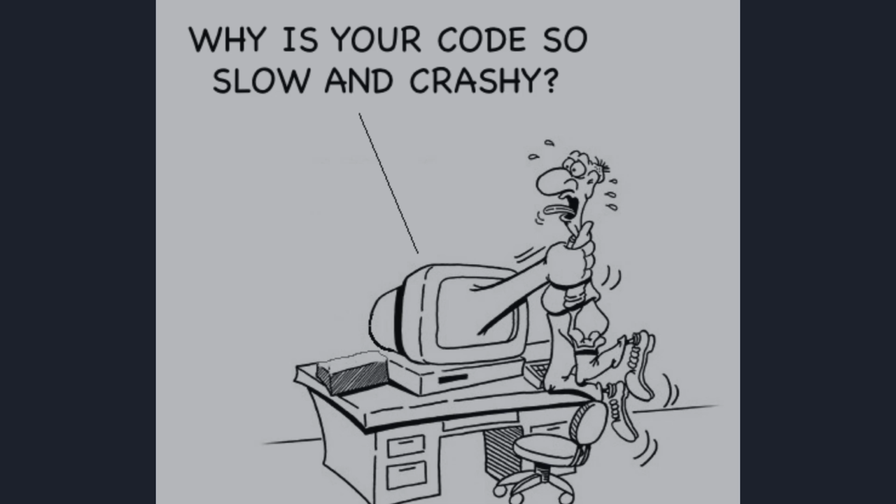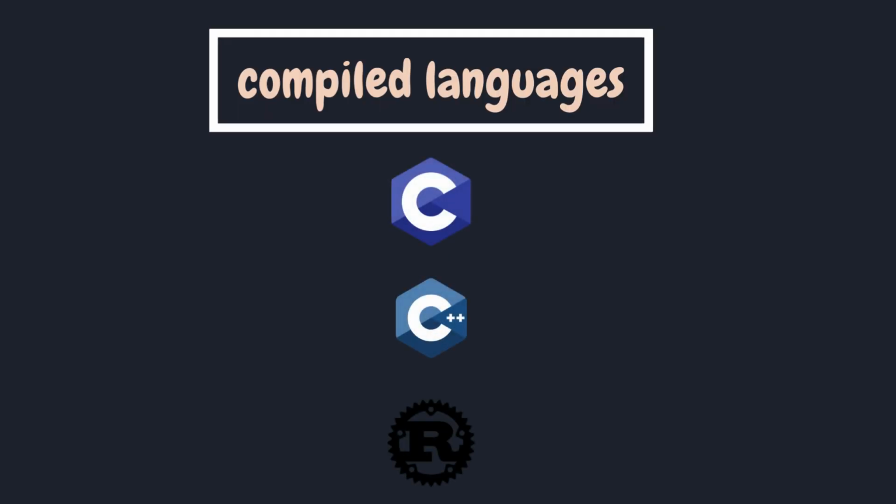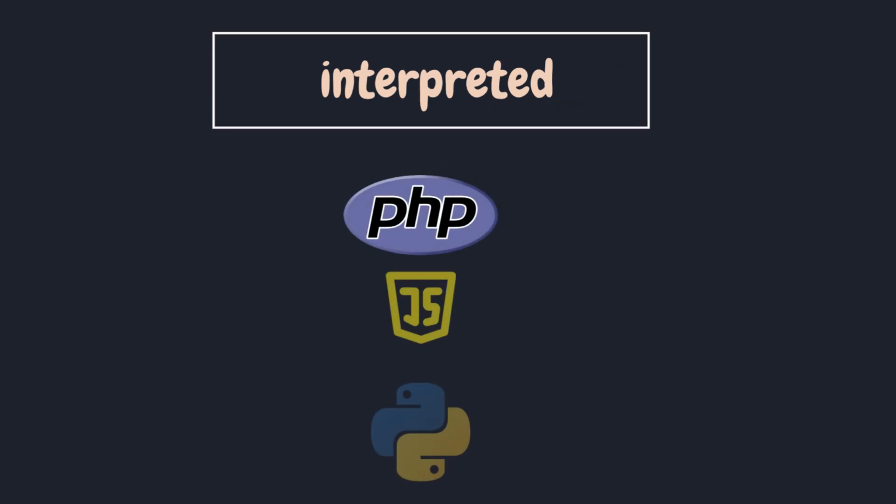Programming languages that are typically compiled are C, C++, and Rust. Those languages are commonly associated with a compiler, while PHP, JavaScript, and Python are associated with an interpreter.